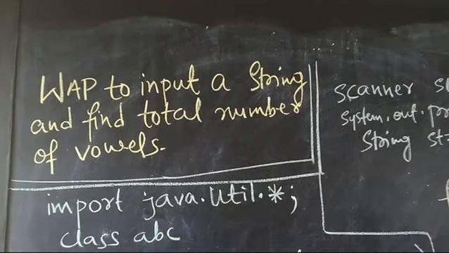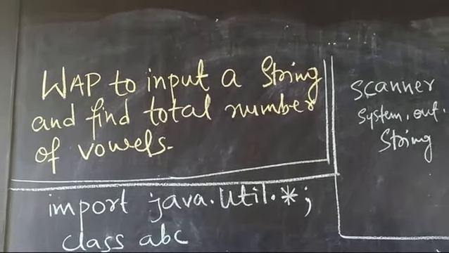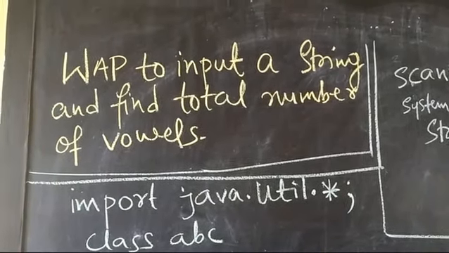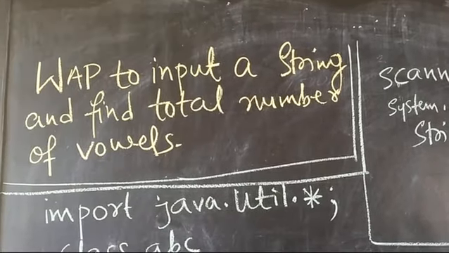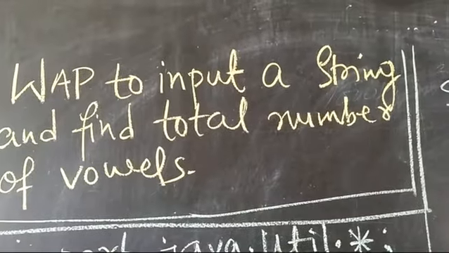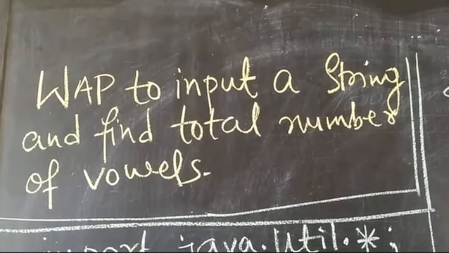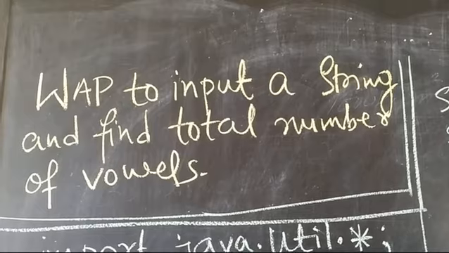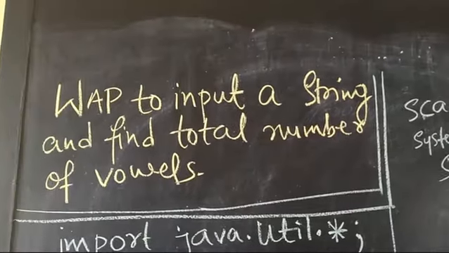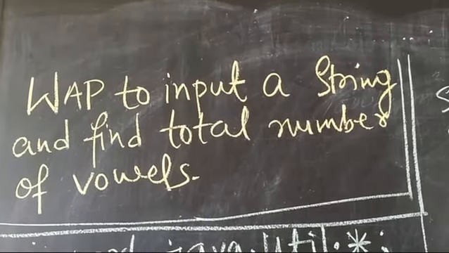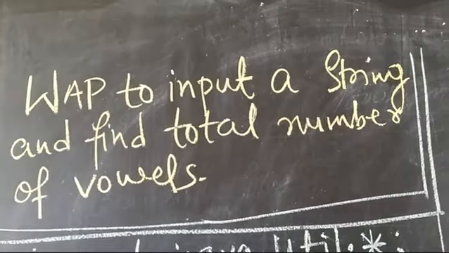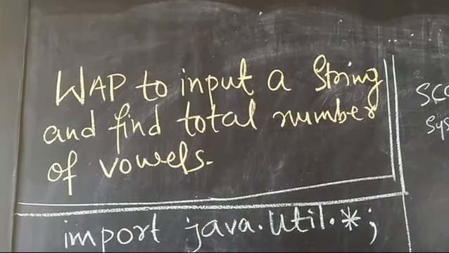Good morning everyone. Today we will work on a single question which is based on programming, and many times this came in the board exam also. It's of 15 marks. The question is, write a program to input a string and find the total number of vowels. In English we know that there are 5 vowels, but in computer, there are 10 vowels, 5 in capital letter and 5 in small letter.